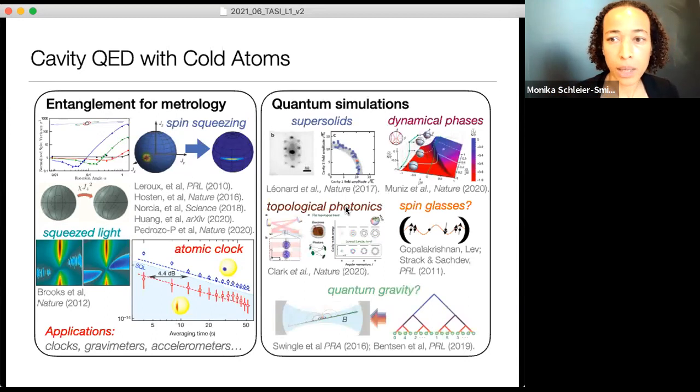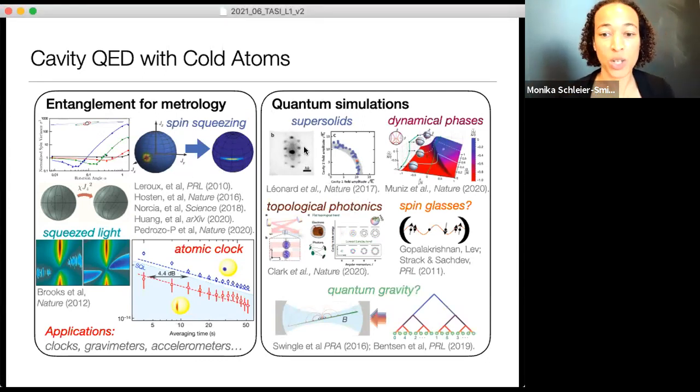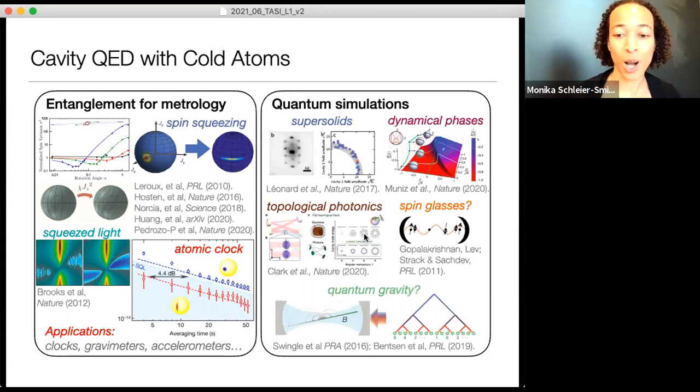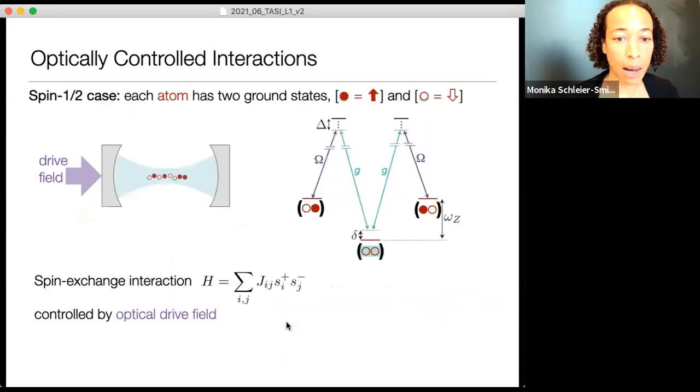On the simulation side, there have been a number of different directions also explored with atoms talking to each other via photons. Some inspired by condensed matter, like realizing super solid phases. But what I want to talk about is taking this toolbox and moving it to where we can explore some ideas from quantum gravity. And so, okay, the first thing that we're going to want, I see someone unmuting himself.